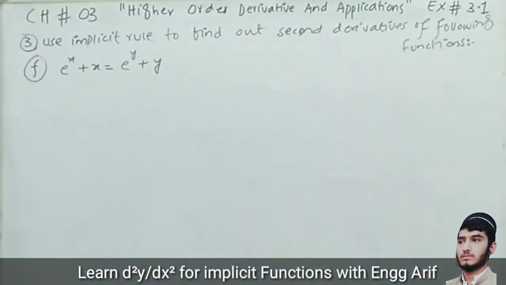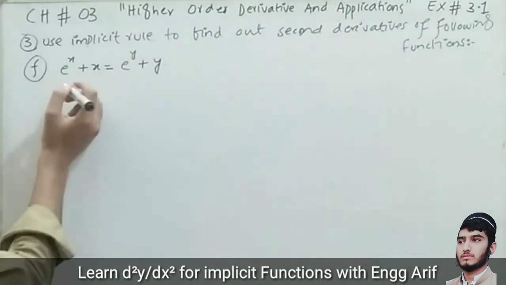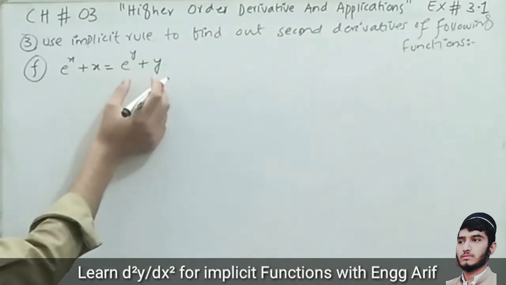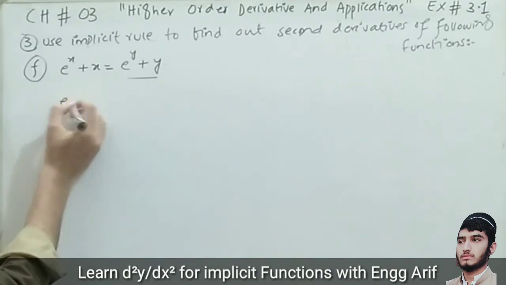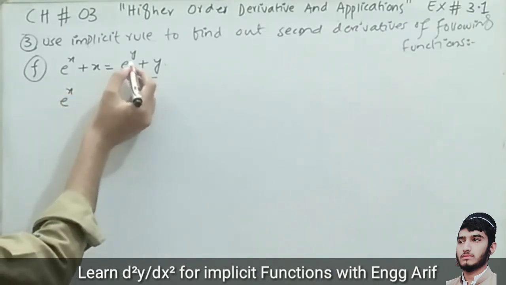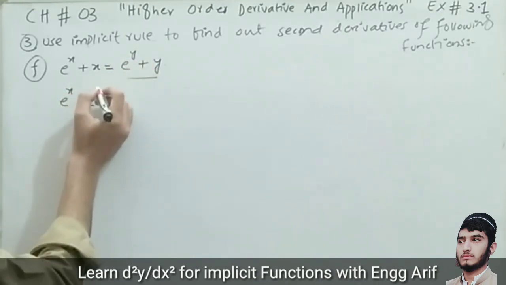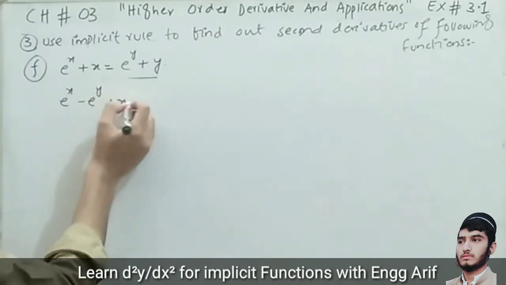Move to the last part of today's lecture, question number 3, part F. e raised to power x plus x equals e power y plus y, find the derivative. Remember, we will shift all the variables to one side. This variable will shift to the left hand side. It becomes e power x, here it is e power y, so by shifting to the left hand side it becomes minus e power y plus x minus y equal to 0.